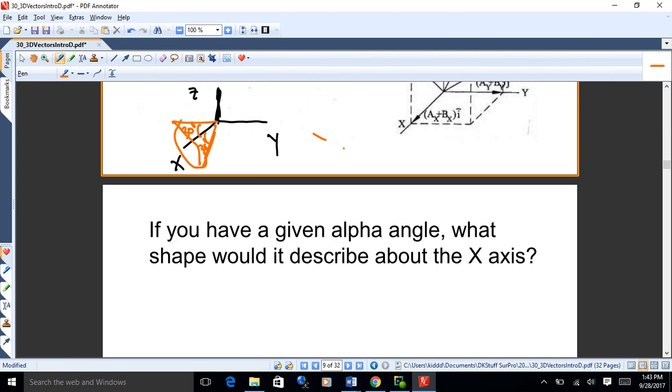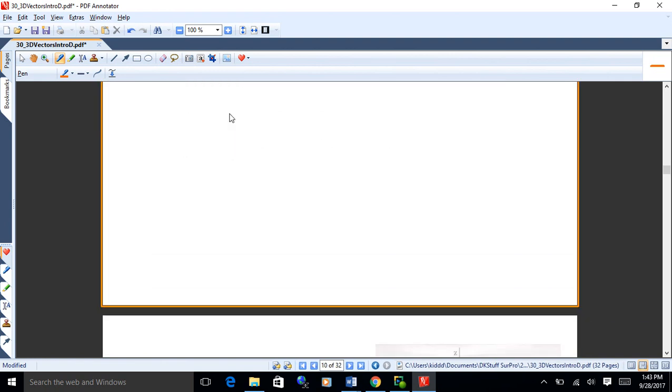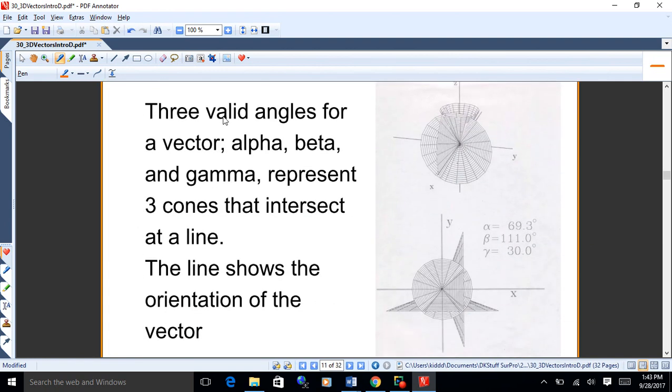That's the idea, okay? So if you have that unit vector and you can find alpha, beta, and gamma, what you could do if you were good at AutoCAD is plot up 3 cones. And they should intersect on a line. This is quite a few years ago. This one had alpha is 69.3, beta is 111, and gamma is 30. And if you look at those cones, they all intersect on that line right there, and that's where the vector's at. Okay?